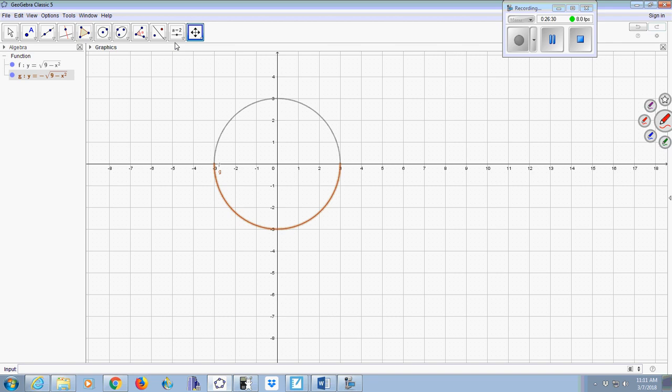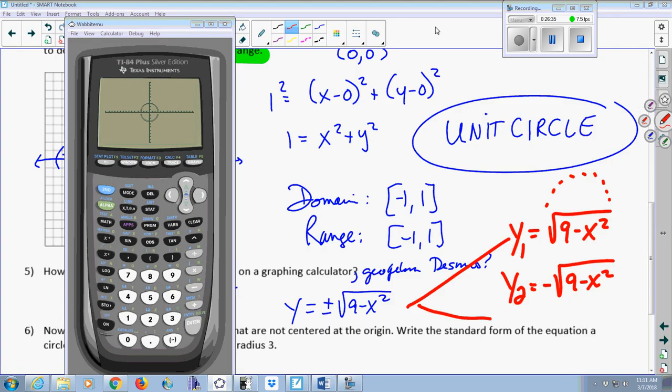You can? Oh, that's nice. So that's why I said question mark for Desmos. So Desmos, Nick says you can do it. So let's just take a quick look at that.